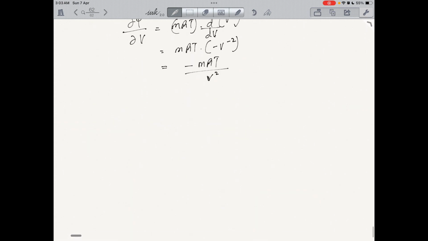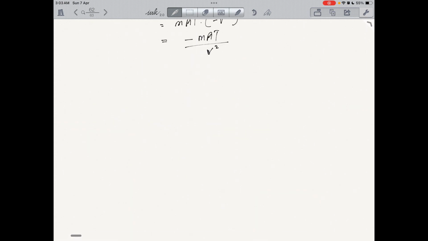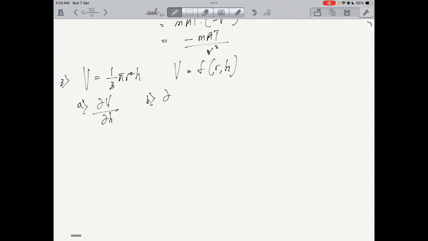Finally, for this video, let's take another example. We're given V is equal to 1 over 3 pi r squared h, and this is the volume of a cone. And we know that V here is a function of both r and h. Now, let's find expressions of the partial derivative of V with respect to h, and likewise of V with respect to r. You can pause the video now to give it a try.